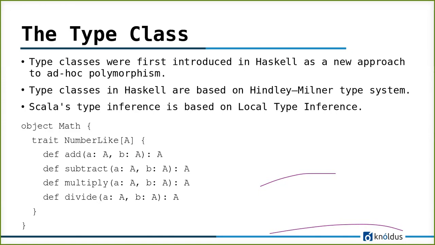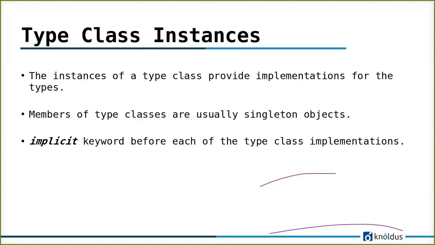Now let's move on to the next component, that is the type class instance. A type class instance provides the implementation of the type class for a type. So we now have a trait, and the implementations of those methods are called instances. Usually the members of type classes are enclosed within a singleton object, and all of these implementations are implicit by default.